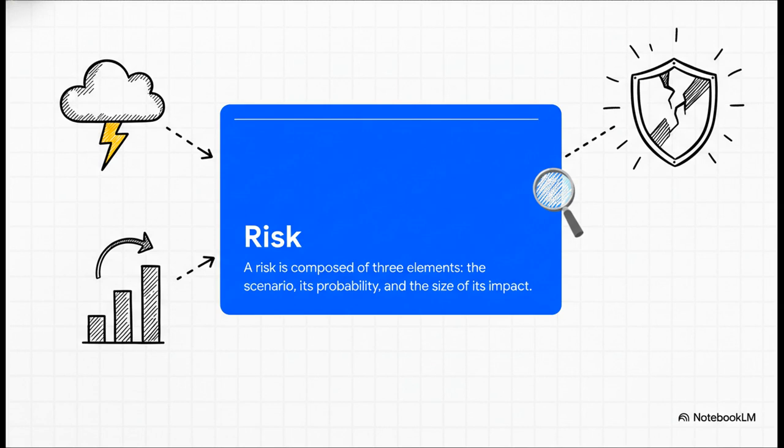So, if you want to really get a handle on any risk, you need to know its 3 essential parts. Think of it like a recipe. First, you need the scenario. What's the thing that could actually happen? Then, the probability. How likely is it to occur? And finally, the impact. If it does happen, what's the damage? Get those 3 pieces, and you've basically defined the risk.